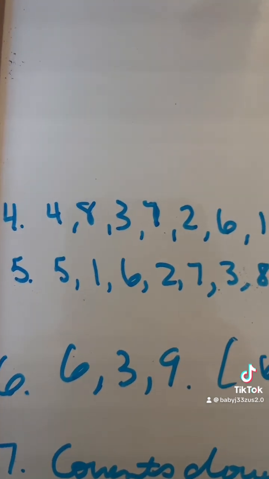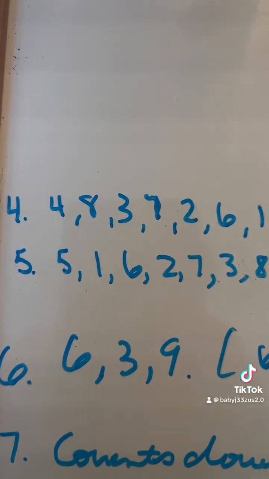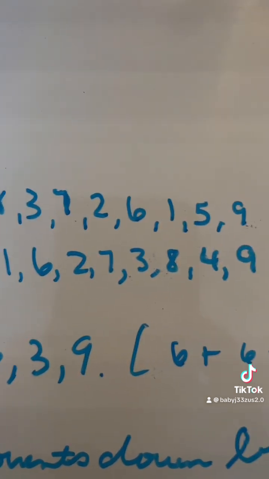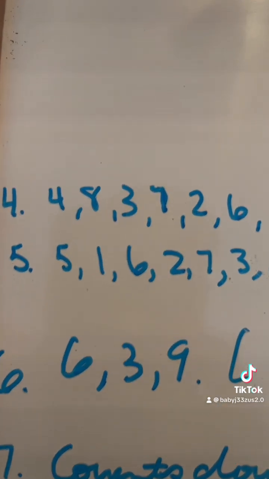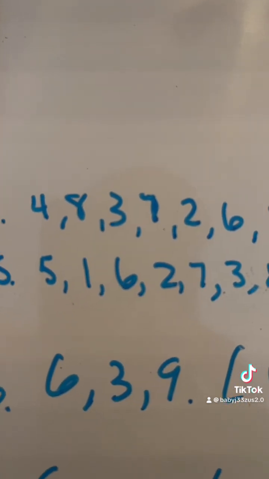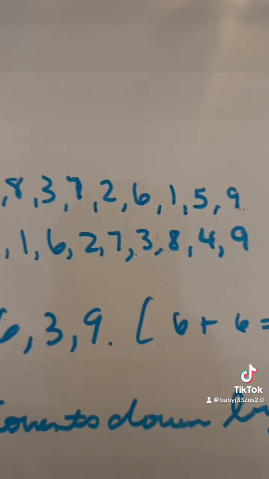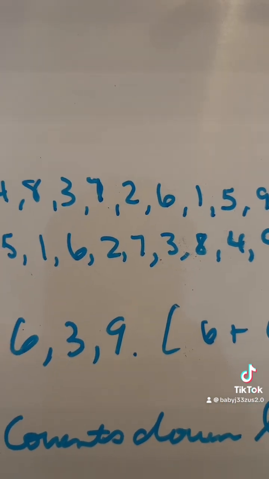But the code to 4 is 4, 8, 3, 7, 2, 6, 1, 5, 9. Just put 4 plus 4 in your calculator, hit the equal sign, and then you'll get the same pattern once you add it to the single root.